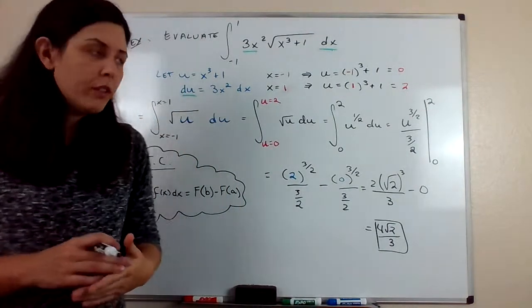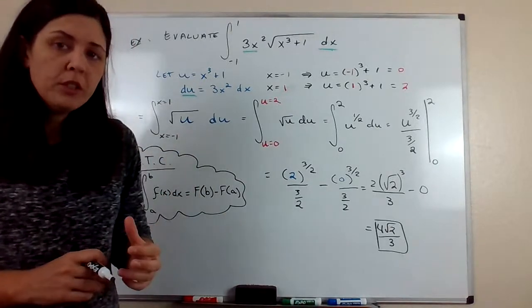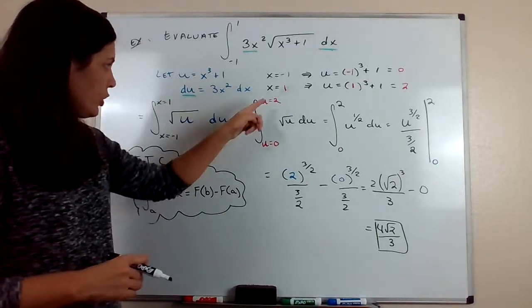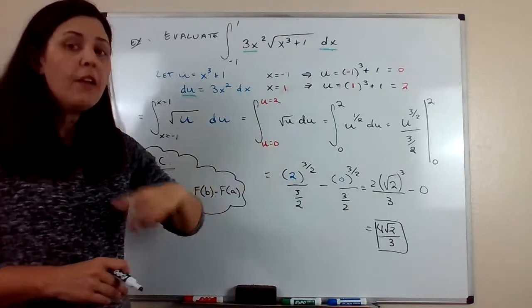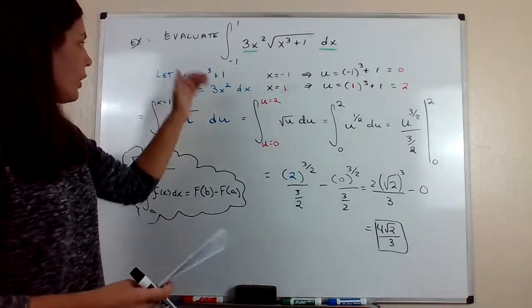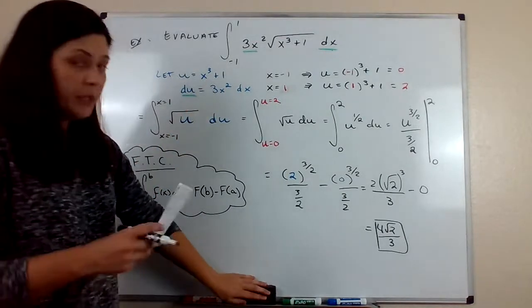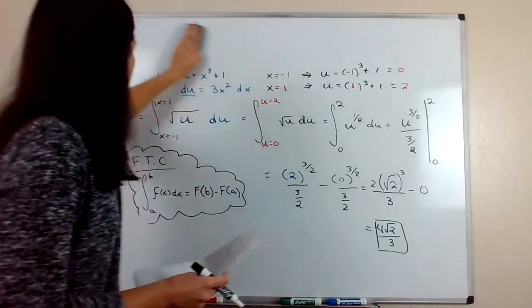So this is how you use your substitution. If you have limits of integration, you have to adjust them accordingly. Now you do have an option where you don't have to actually change your limits if you remember to substitute back what you chose for u. So let me show you what I'm talking about. Let's write it as a note.